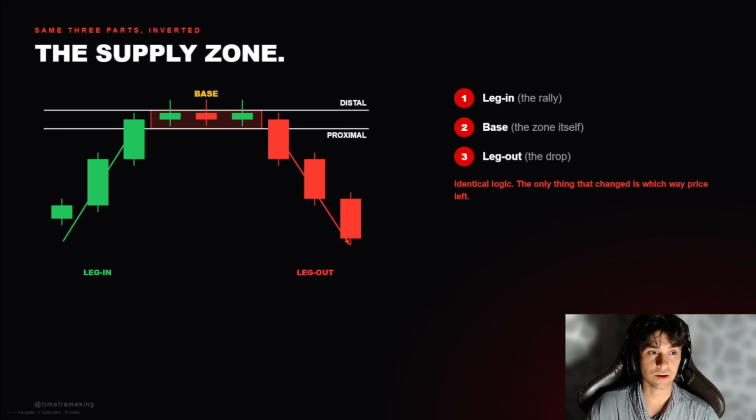Same thing upside down there. The supply zone, it's the same logic pretty much. Leg in is the rally that delivered price up. Then you see price base, and then the leg out is the drop there. The only thing that changed between this slide and the last one is the direction that price left. Everything else is the same, okay? And that's what I mean when I say this system is very mechanical. You're not making judgment calls. You're reading three pieces of information from left to right.